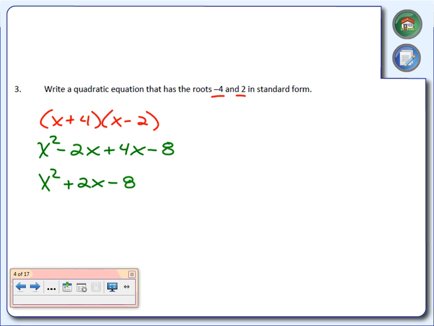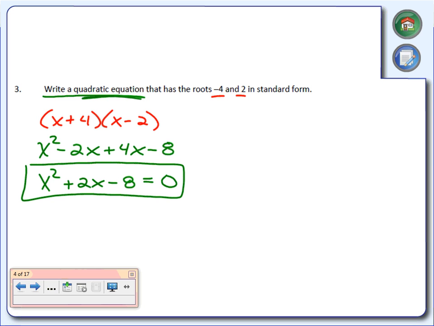So the quadratic here is x squared plus 2x minus 8. Now, if you put that on the test, it will be counted wrong. Why? Well, it is standard form. Why is it wrong? That's right, because it's not equal to 0. I asked you to write a quadratic equation, the key word here being equation. And in order to have an equation, you've got to have it equal to something. In this case, it's got to be equal to 0. So if you leave off the equal 0 part, yes, it is going to be counted wrong. So be careful. So that's what I'm looking for on number 3.